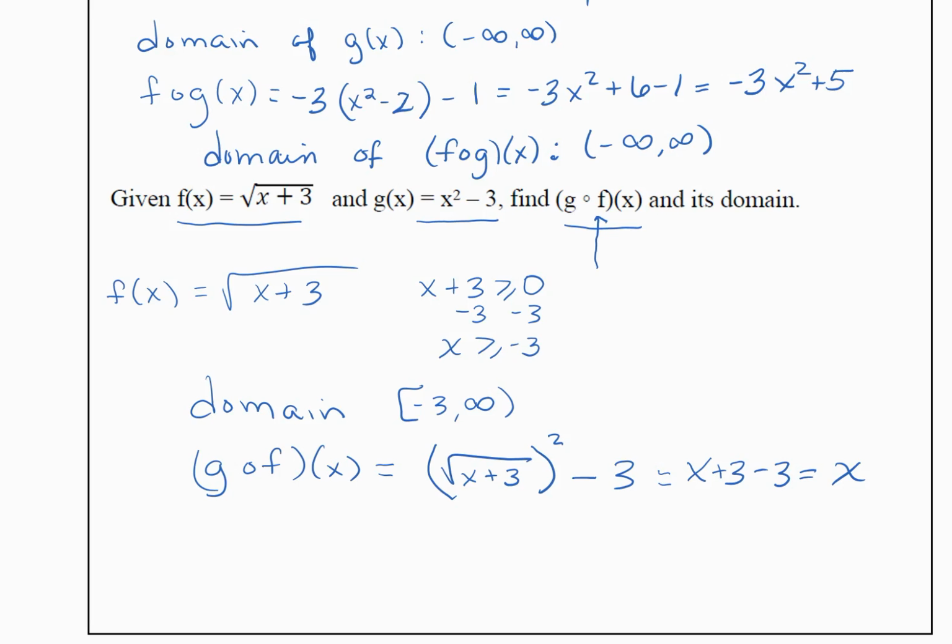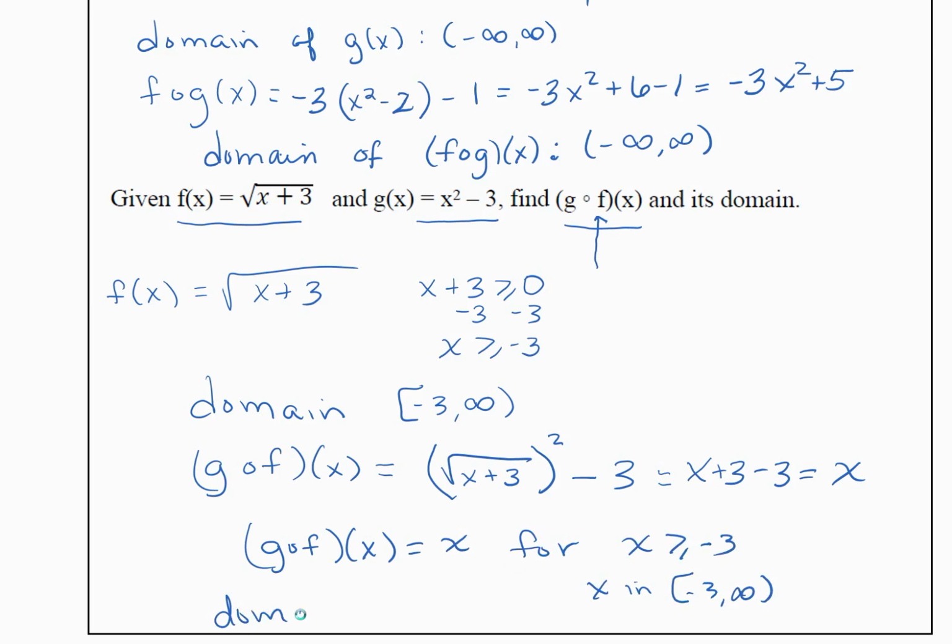Now that's a function whose domain is all real numbers, and this is where we have to be really careful, because since we already know it can't be more than negative 3 to infinity, we'd have to say that g composed with f of x is equal to x, for x greater than or equal to negative 3, or you could write it for x in the interval from negative 3 to infinity. So our domain, we can't say all real numbers, even though the final looks like it would be. We still have to use from negative 3 to infinity.